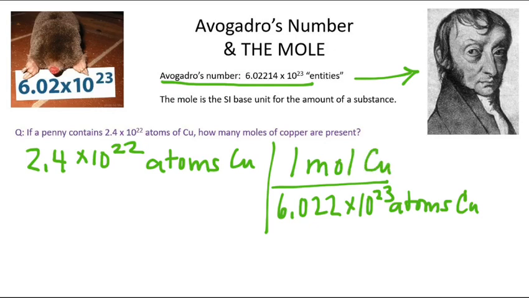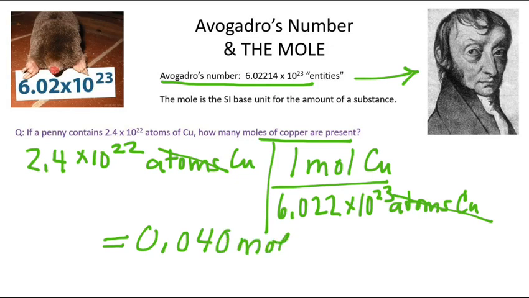This enables me to once again cancel my units and leaves me with the number of moles of copper, which is what we were looking for in the original question. When you perform the mathematical operations and check for significant figures, your final answer will be 0.040 moles of copper.